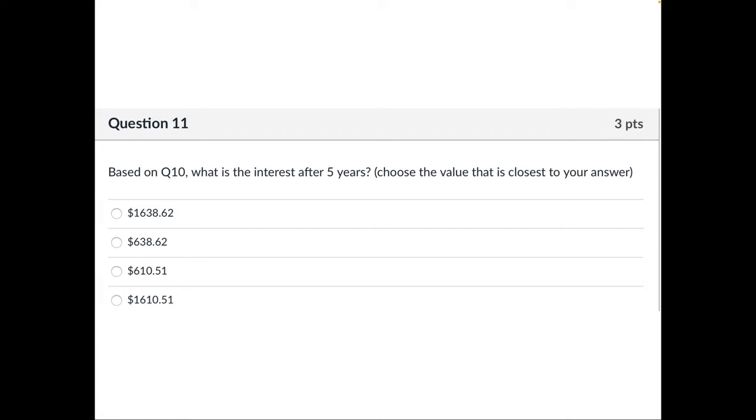What I used is the formula of compound interest, which is I equals P times (1 plus i) to the power of n, minus P. So P is 1000, i is 2.5%, n is 20, minus 1000, and your answer is 638.62.